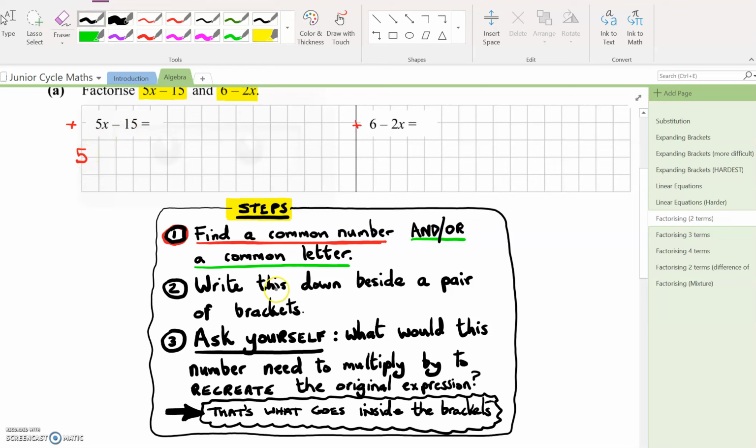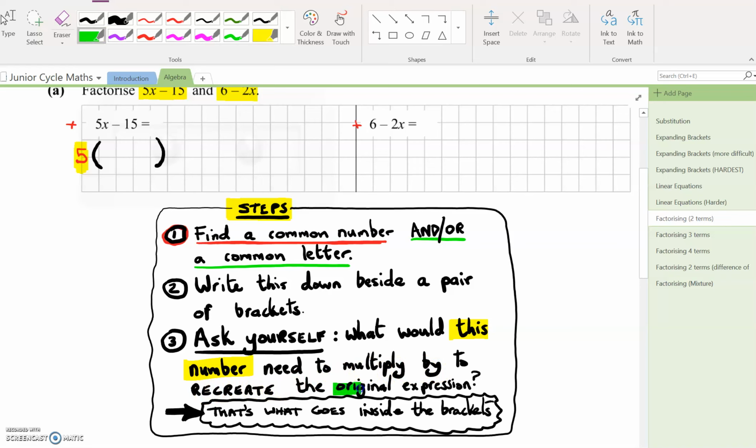What's step 2? Write this down beside a pair of brackets. So let's put down a big pair of brackets there and there. You should be able to fit two things in the brackets in a minute. And step 3, ask yourself, this is where you have to use your brain for a moment. Ask yourself, what would this number, the number that we figured out was common, what would it need to multiply by to recreate the original expression?